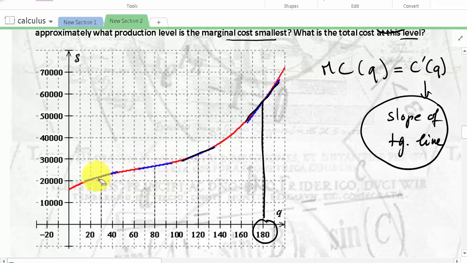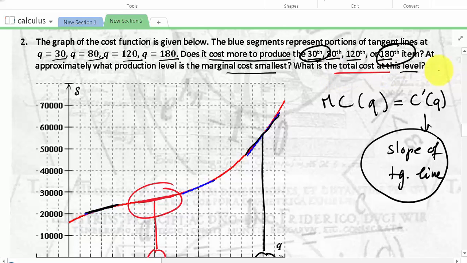So actually I said more, but I think this is less than this, right? It seems steeper here than it is there, right? So I think I made a mistake. This is the level of production that's going to have the lower marginal cost right here. So I would say at 80. At 80, the marginal cost is the lowest, meaning to make the next item, it's going to cost you the least amount. Okay?